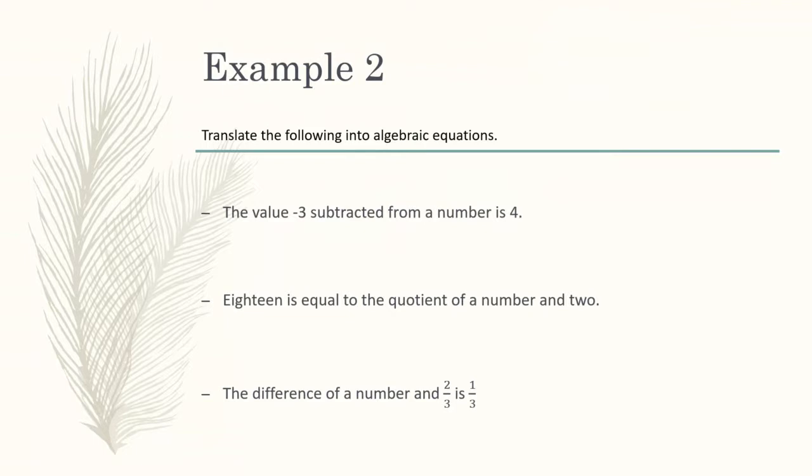So first step, let's find all of our verbs. I'm going to highlight those in yellow. So let's see, the value 3 subtracted from a number is. Okay, there's my is. 18 is. Okay. The difference of a number and 2/3 is. So I've got all of my is's highlighted, and so I'm going to write an equal sign above every single one of those.